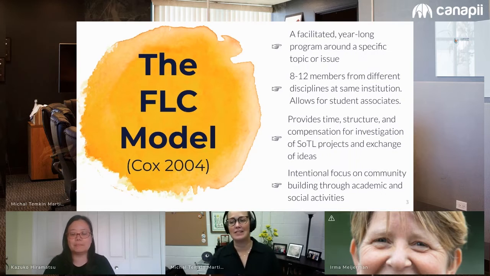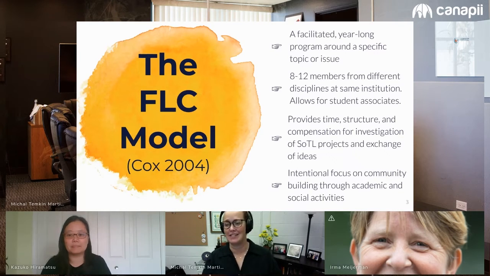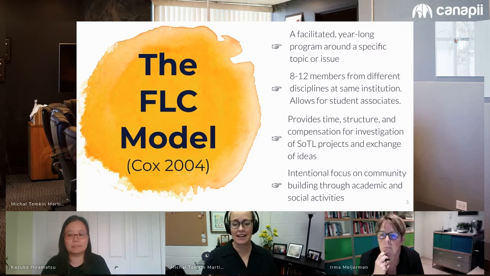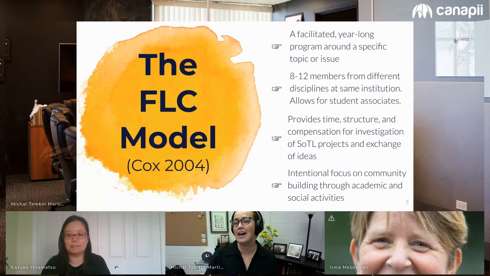Before we get started, let's take a moment to go over the FLC model that we're pretty sure many of you are familiar with. Faculty learning communities, or FLCs, usually consist of 8 to 12 members who engage in an active, collaborative, year-long program with a curriculum about enhancing teaching and learning, and with frequent seminars and activities that provide learning, development, and the scholarship of teaching and learning, and of course, community building. The FLC model provides the time, structure, and compensation for individuals to engage in SoTL projects and to offer sustained opportunities to exchange ideas and advice and make public the ongoing cycle of scholarly teaching and SoTL.